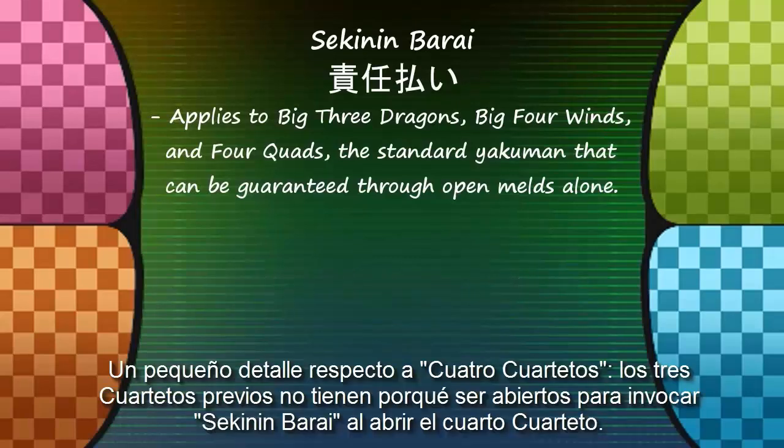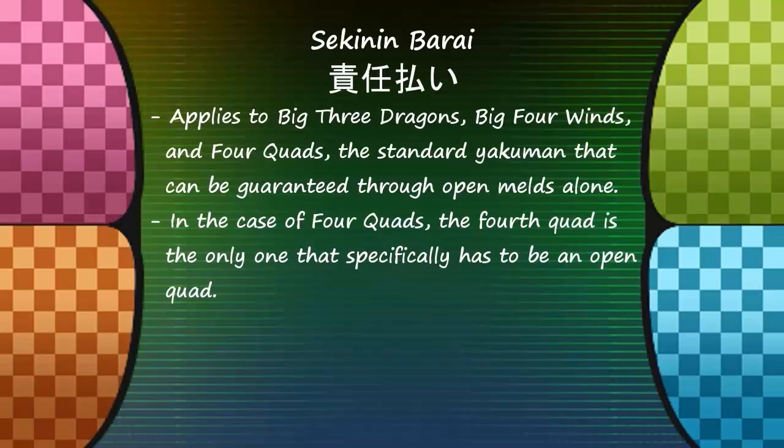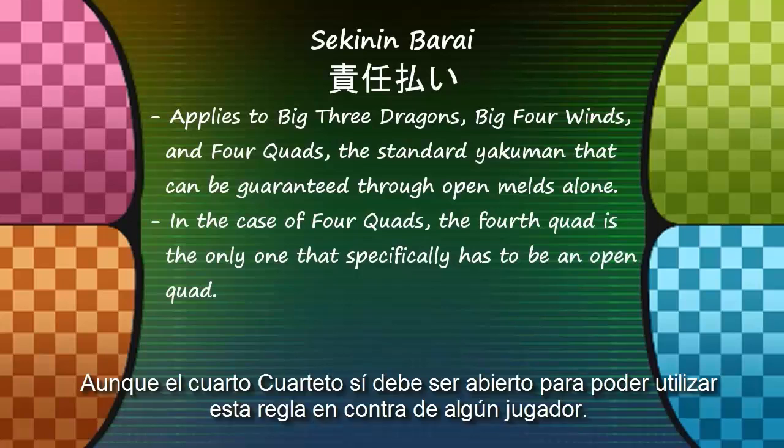One thing to note in the case of Four Quads. The previous 3 quads do not need to have been open in order for opening a 4th quad to invoke Sekinin Barai. Closed and late quads still count towards ensuring the Yakuman by virtue of having been set aside. The 4th quad must still be open, of course, or there is no one to call the rule against.